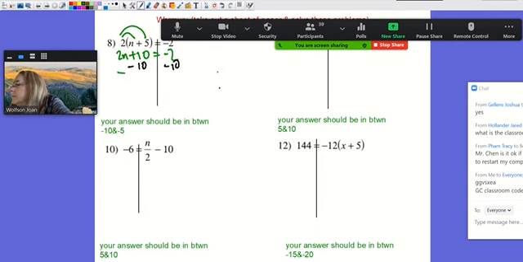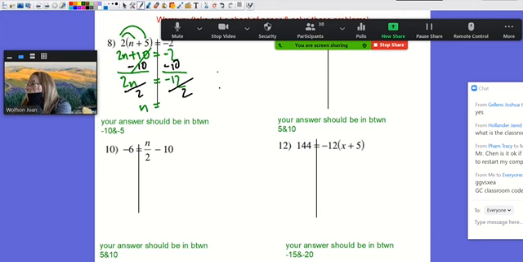Okay, so now I get 2n. This cancels, negative 12. Now I have n times 2 equals negative 12. So I divide by 2, and n equals negative 6.